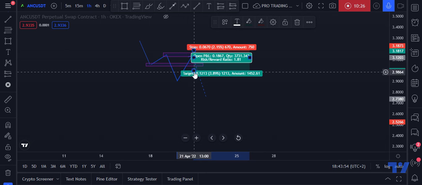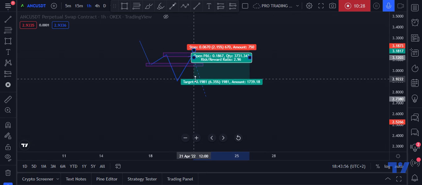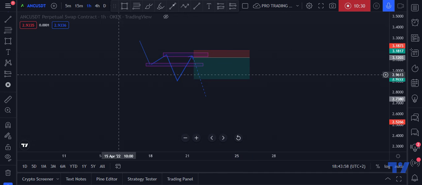Then our target is the previous swing low. That's it, right? That's how we take our entries using market structure. In this case, we're talking about the trending market structure. So tune in to part 2, whereby we're talking about the ranging market structures. Then in the last one, we'll be talking about the reversal market structures.